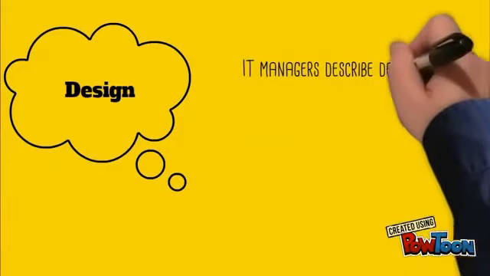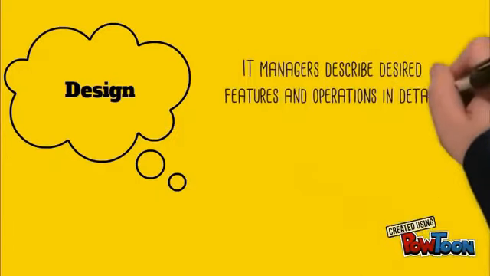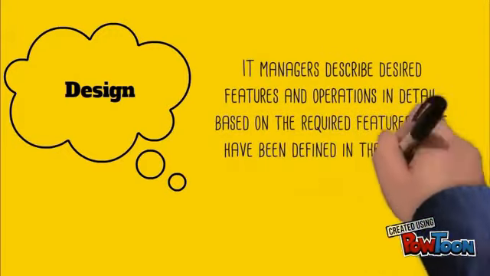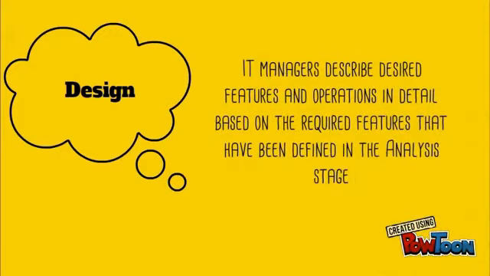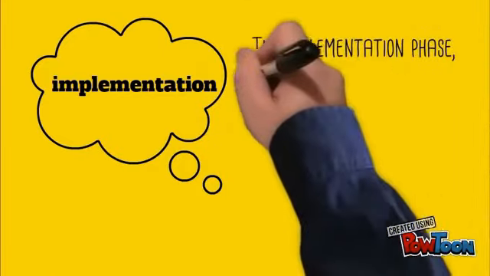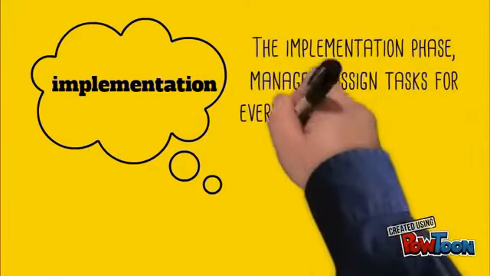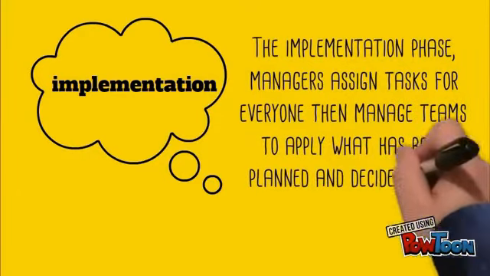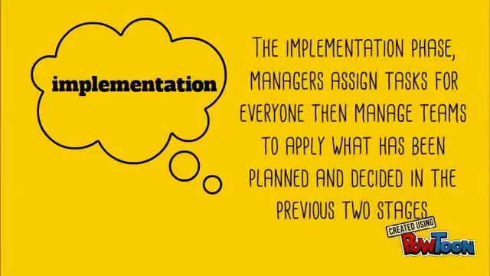The second phase in the SDLC is design. In this phase, managers describe desired features and operations in detail based on the required features that have been defined in the analysis stage. While in the implementation phase, managers assign tasks for everyone, then manage teams to apply what has been planned and described in the previous 2 stages.